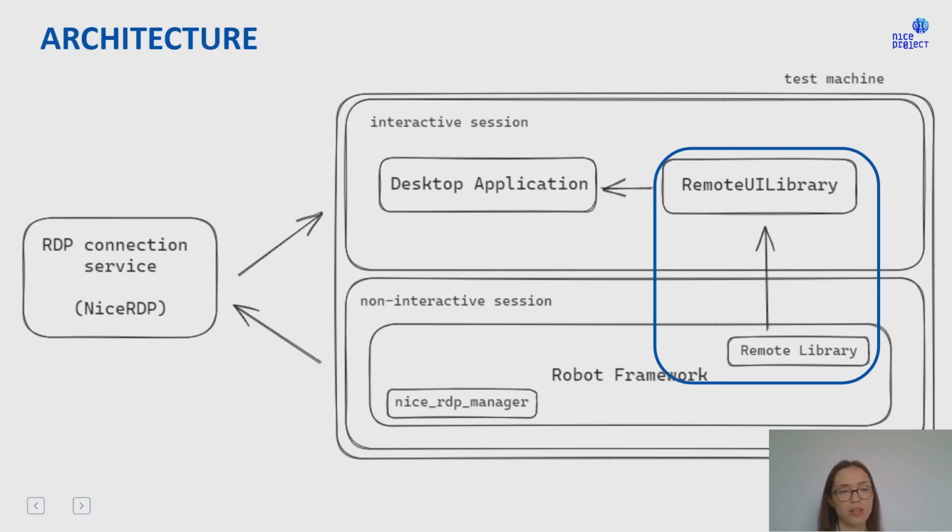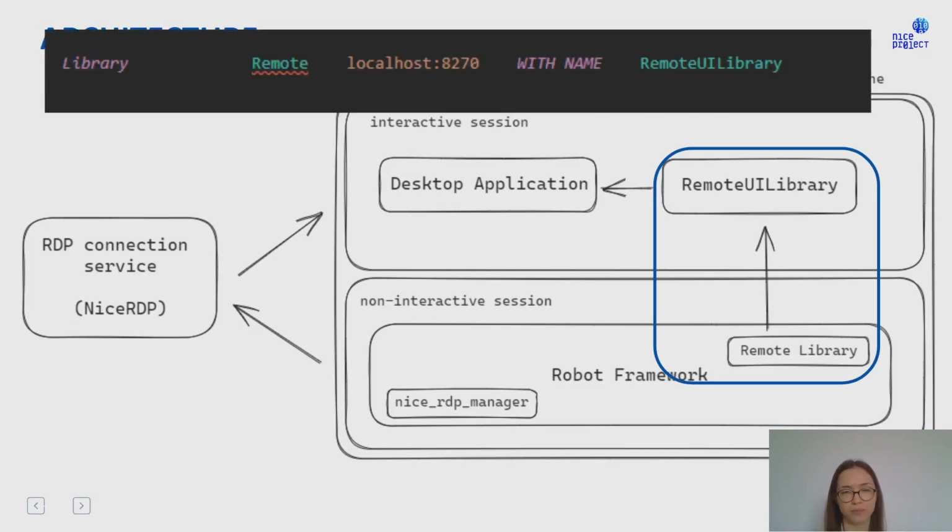After confirming that the remote UI library is successfully launched, we can access its keywords by importing the library as Remote. In the example, you can see the correct import of the remote library with default values for hostname and port.